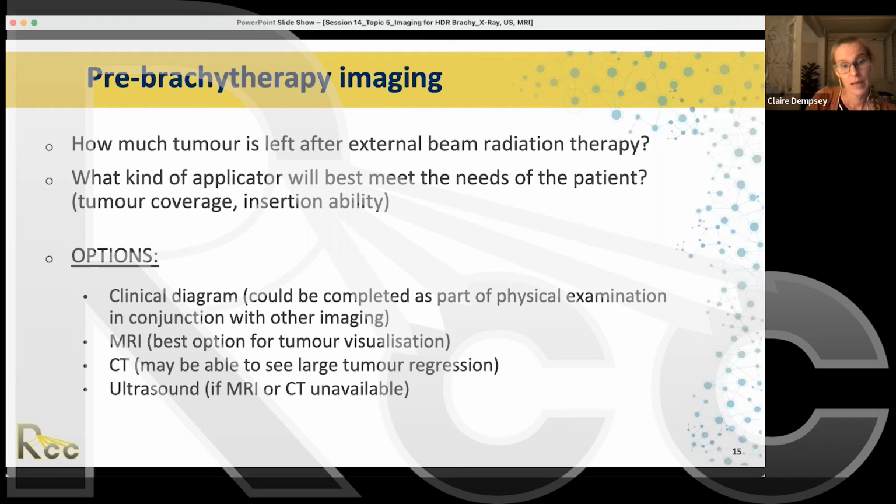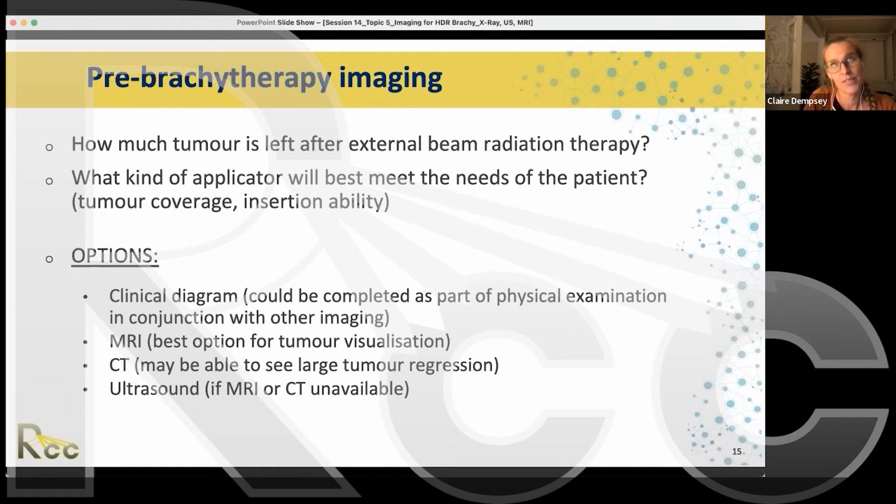So it could be just your clinical diagram that could be completed just as part of a physical examination, or it could be completed in conjunction with other imaging types as well. If you don't have options for a lot of different imaging techniques, even just a physical examination so that you can see whether there's still vaginal involvement, whether the cervix is visible, whether you can see the os in order to get a tandem inside. Those things you can find out just with a physical examination and put those on a clinical diagram.